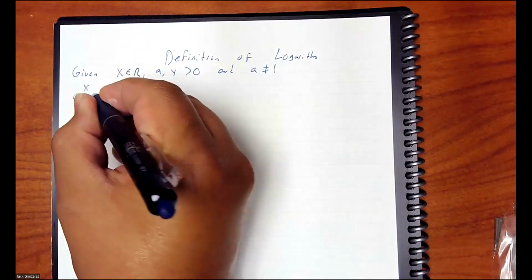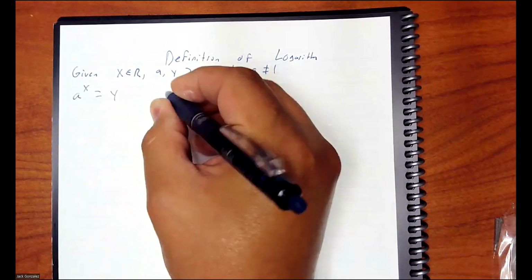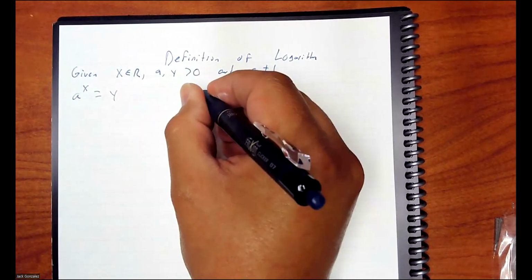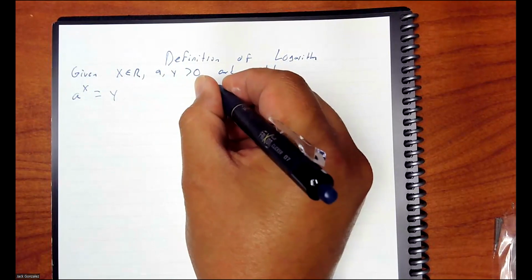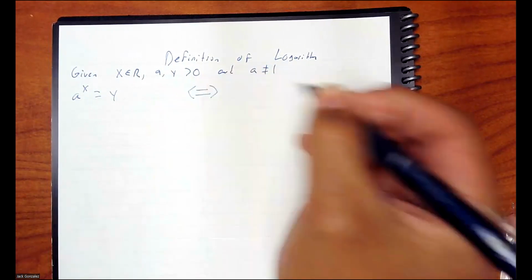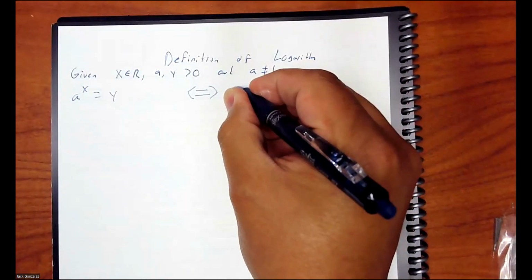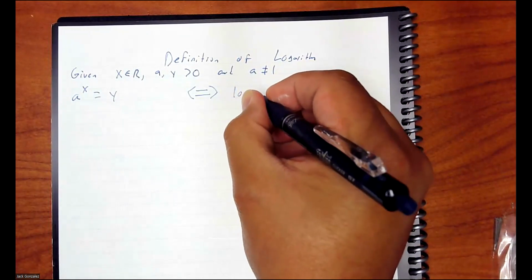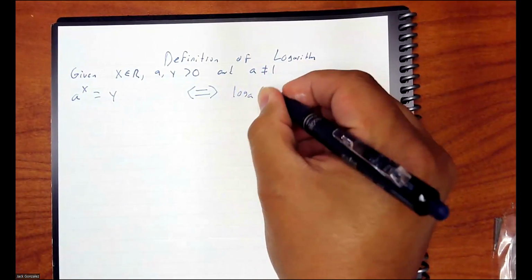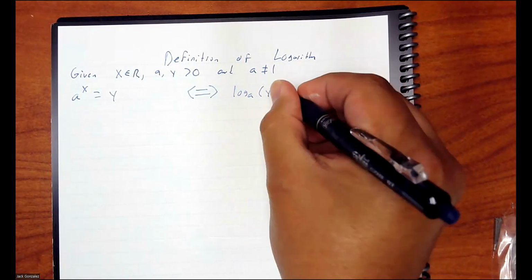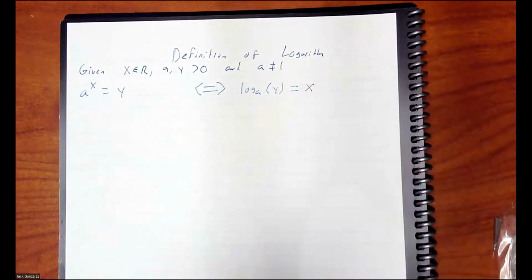a to the x is equal to y is equivalent to, this is a double implication arrow in logic, log base a of y equal to x.